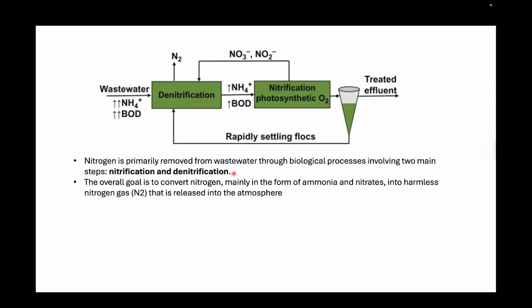So nitrogen is primarily removed from wastewater through a biological process involving two main steps: nitrification and denitrification. The overall goal is to convert nitrogen, mainly in the form of ammonia and nitrates, into harmless nitrogen gas. Tuhin has explained very correctly. Converting the dissolved ammonia and nitrates to nitrogen is the goal. So all the ammonia is converted into nitrates first through the nitrite reaction in the nitrification process, which is then fed back into the denitrification chamber, where denitrifying bacteria convert NO3- to N2.